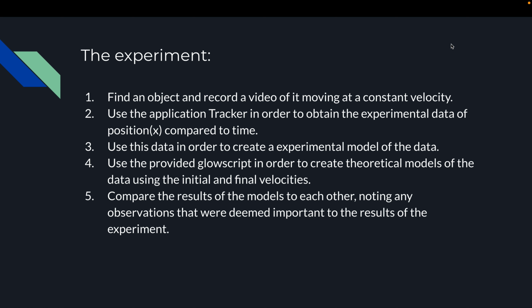For this experiment, the first part included finding an object and recording a video of it moving at constant velocity. In this case, I chose a water bottle. Then, using the application Tracker, I obtained experimental data of position compared to time. Using this data to create an experimental model, I used the provided GlowScript in order to create theoretical models and compare the results of the models to each other.